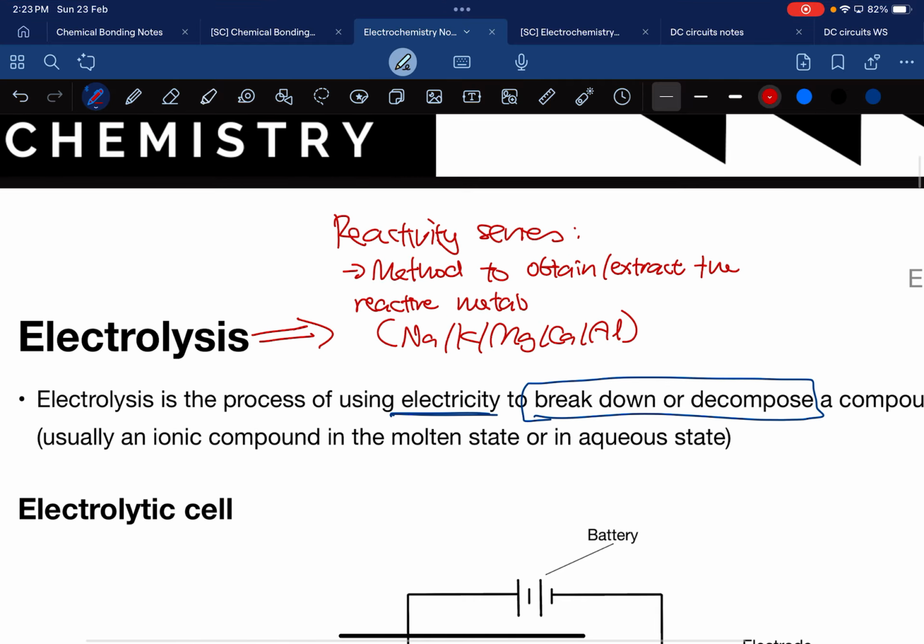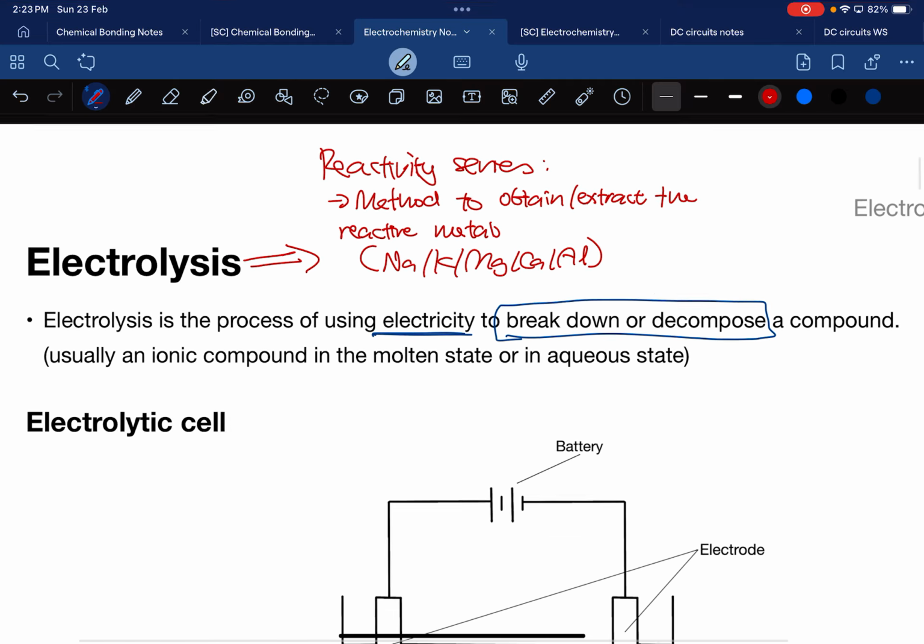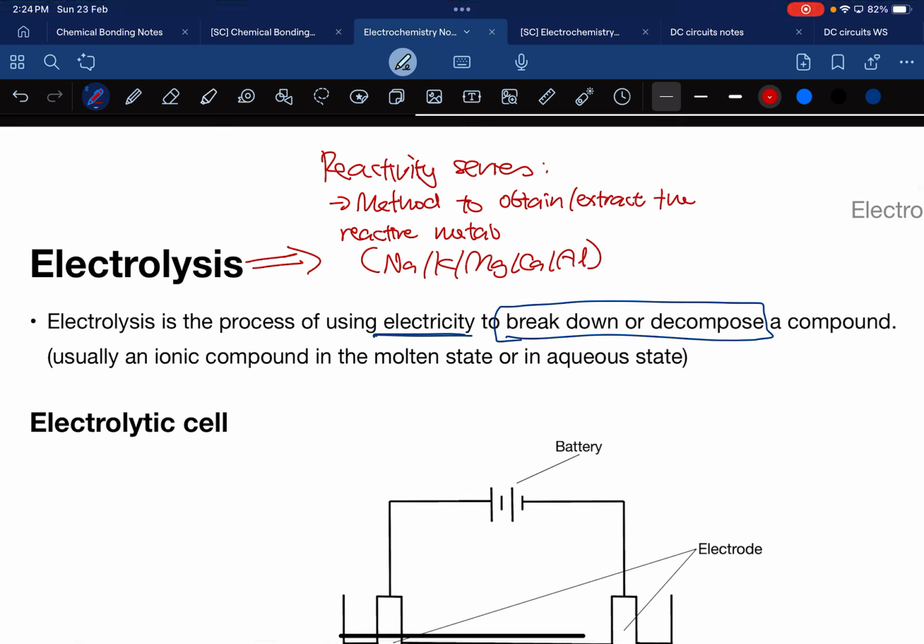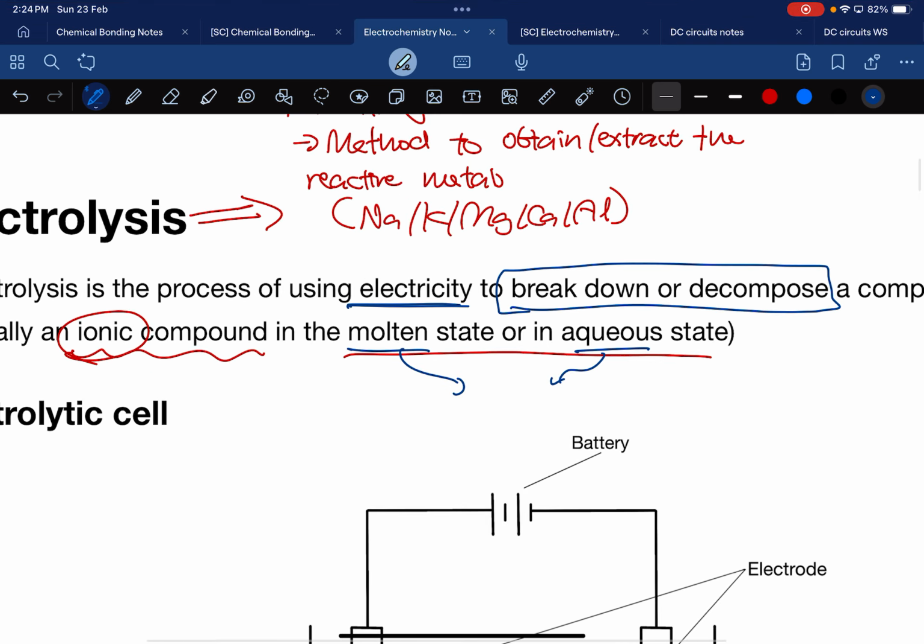So let's talk a little bit about electrolysis. We are going to make use of an ionic compound, preferably containing the metal I want to isolate, in molten or aqueous state. What exactly does this molten or aqueous state part tell you? What do I require if I need an ionic compound in molten or aqueous state?